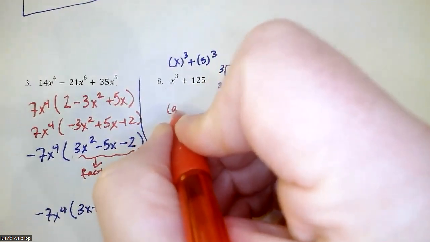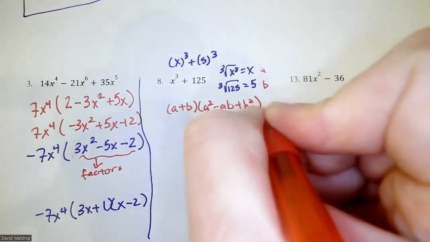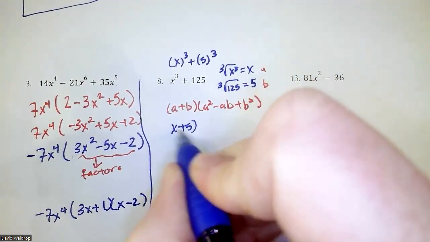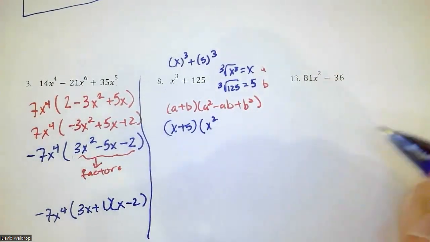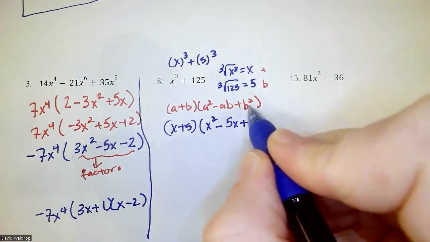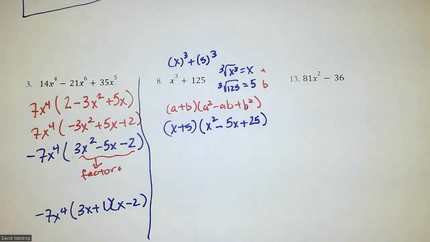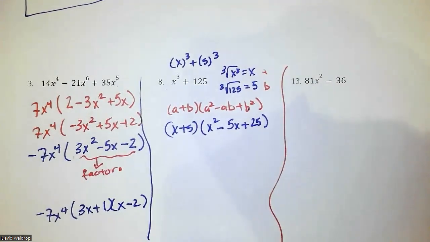So our formula for this one, I'm going to write it down. Okay. So it would be x plus 5, because A is x. Then square that, so that's x squared, minus multiply those two. So that's 5x plus square that one. That's 25. And there you go. We have factored it. Okay. Well, let's keep going.